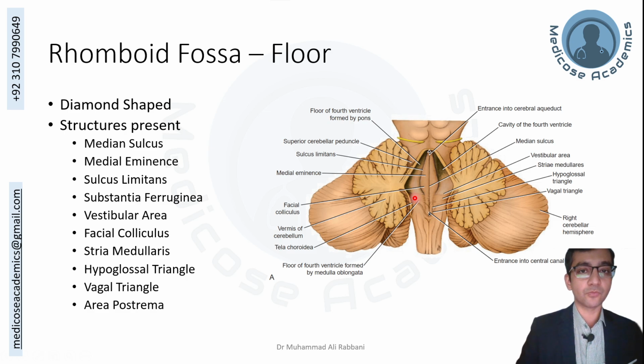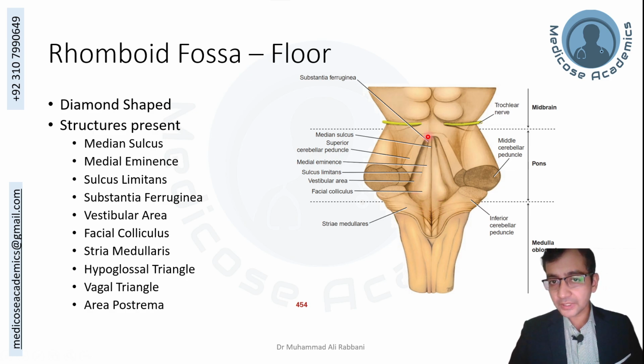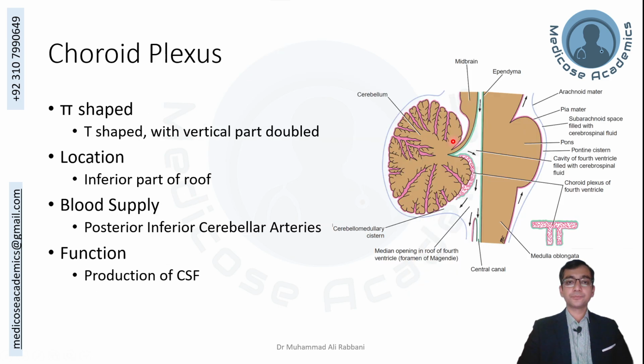Both are one and the same. So this is a relatively clearer picture. You will see the median sulcus, median eminence, sulcus limitans, substantia ferruginea, vestibular area, hypoglossal area, and vagal area. There are different peduncles on each side. There are the superior cerebellar peduncles, and on the infralateral aspect there is the inferior cerebellar peduncle. Here the superior medullary velum has been cut to show you the inside of the ventricle.